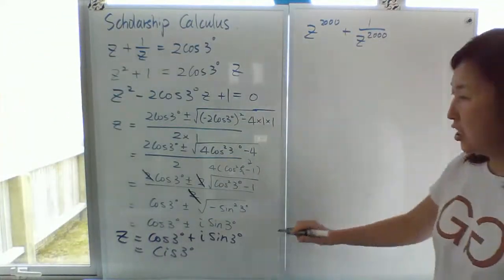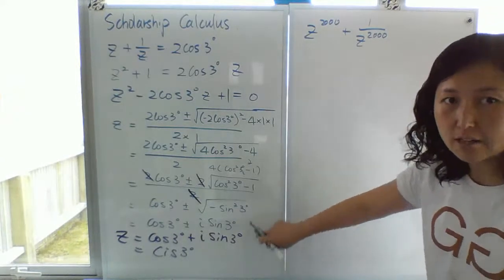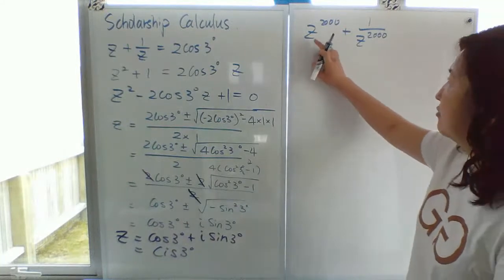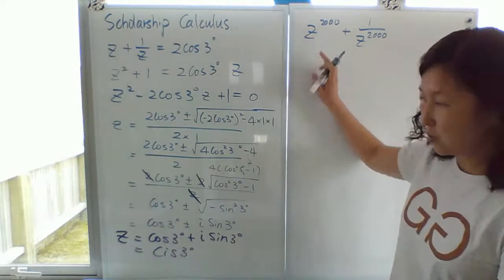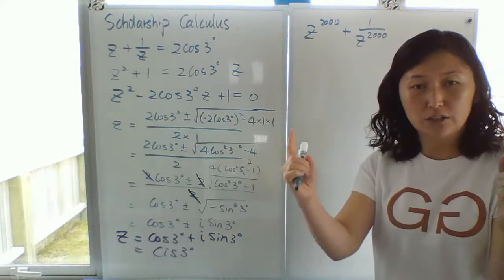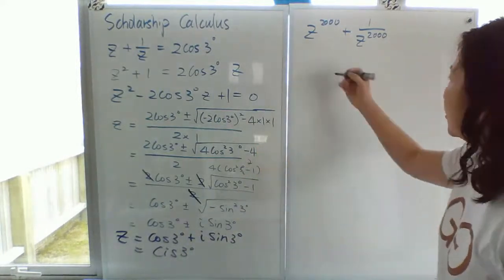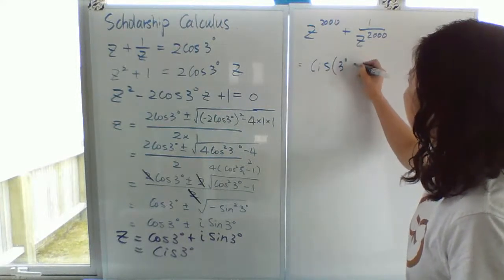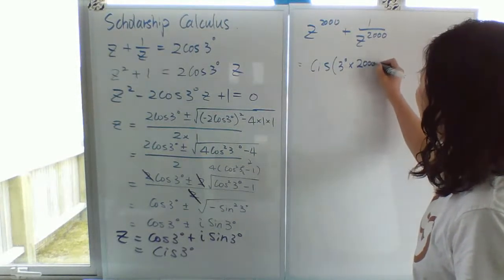Now let's actually use this one solution here for the right hand side, what the question is actually asking for. So we have z to the power of 2000, so cis 3 degrees, the whole thing to the power of 2000. We are going to use the De Moivre theorem, so that will give me cis 3 degrees multiplied by 2000.